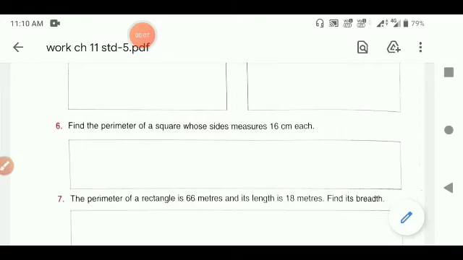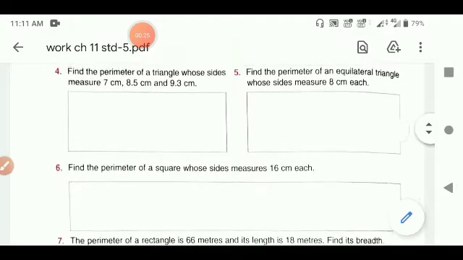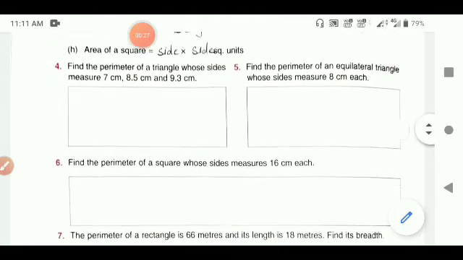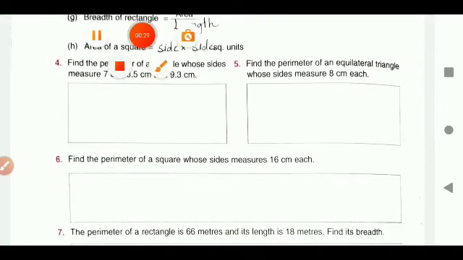In the previous session, we have solved some questions of area and perimeter, and also some fill in the blanks. Today we will continue with the question solve the following for the unit test 4. Here question number 4 is given.